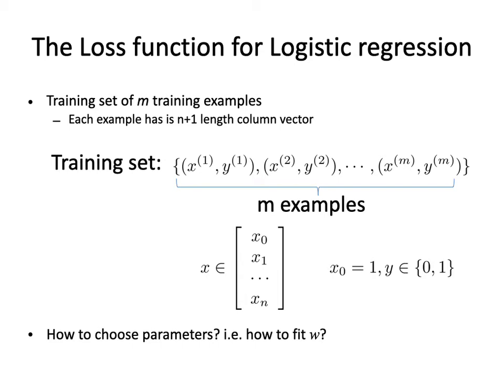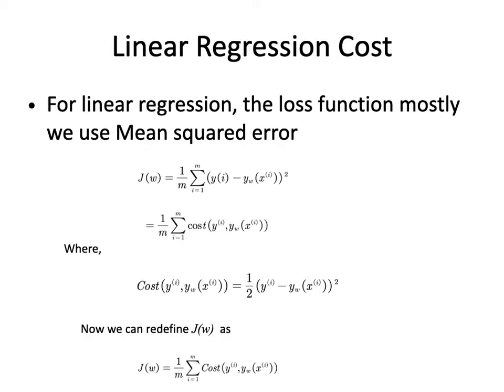With this given training set, we have to choose the parameters to fit, which is w, and we do this by optimizing the loss function, or finding the minima of the loss function, as we did in linear regression. So let us see the loss function of linear regression first, and then we will go into more detail about the loss function of logistic regression.